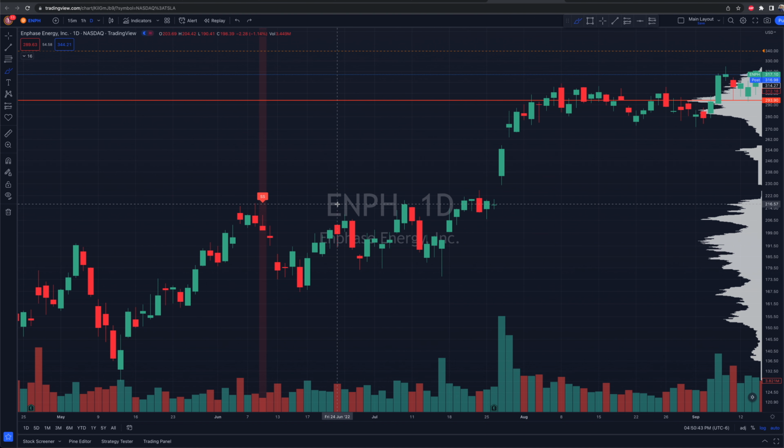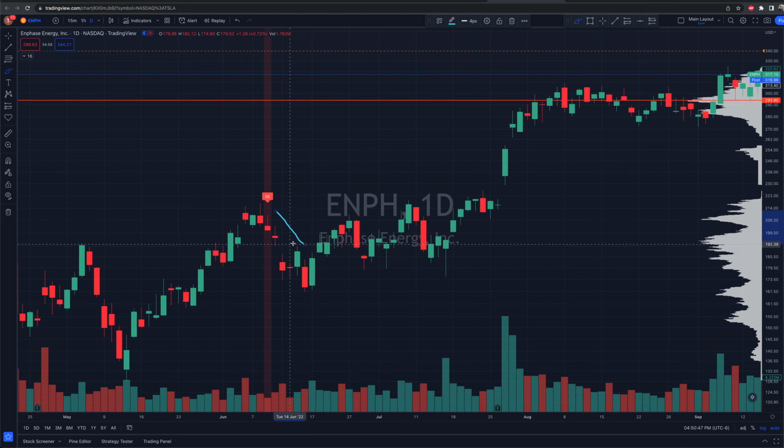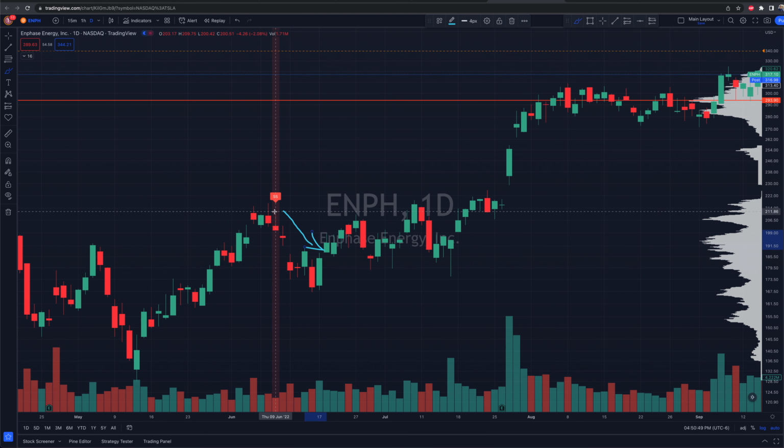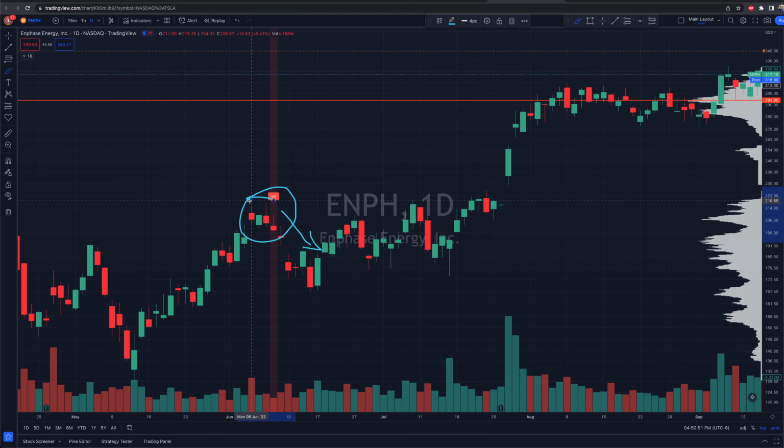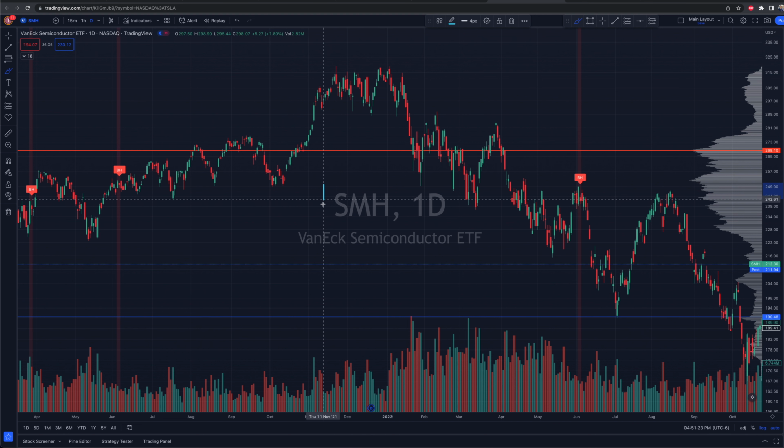So that's telling you that buyers came in and then sellers took control, and what we saw here in Enphase was a continuation to the downside for a couple more days after this shooting star was formed. Not as popular in terms of a bearish pattern as, let's say, a bearish engulfing, but it does pop up from time to time, and it is something that is worthwhile watching going forward in your own trading and investing. Last but not least, we take you over to SMH.